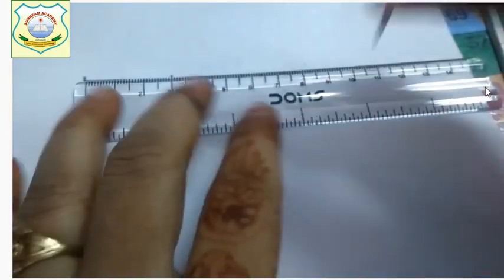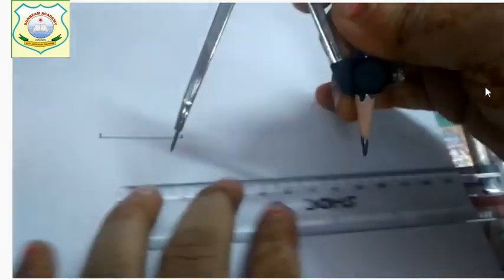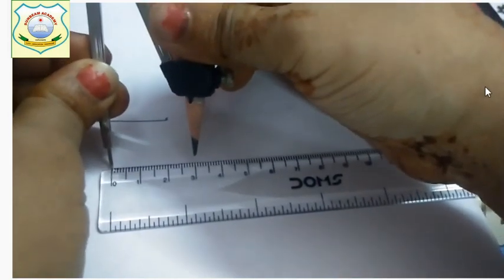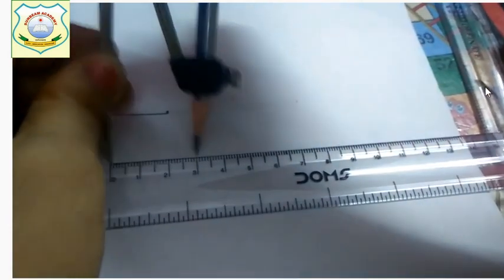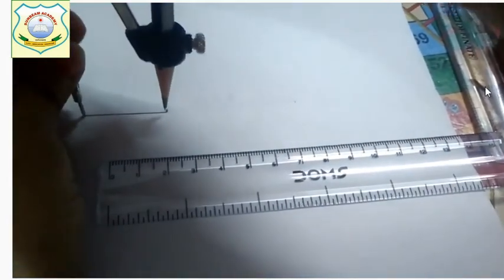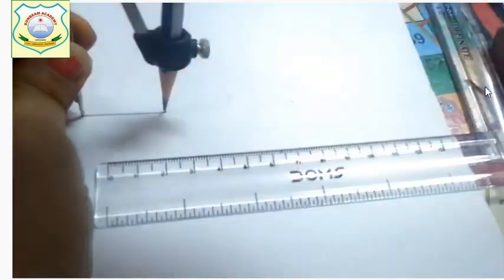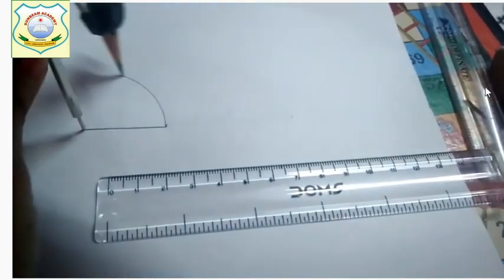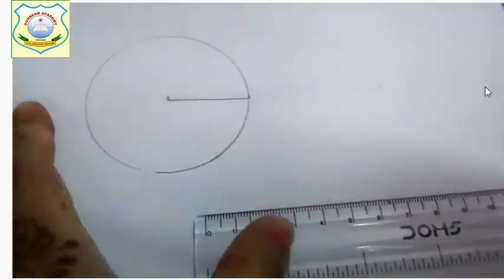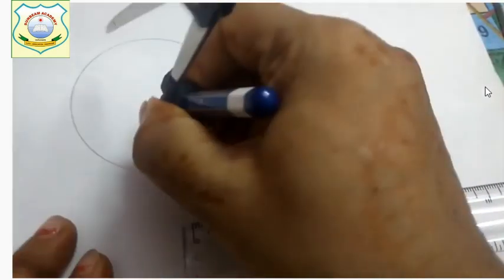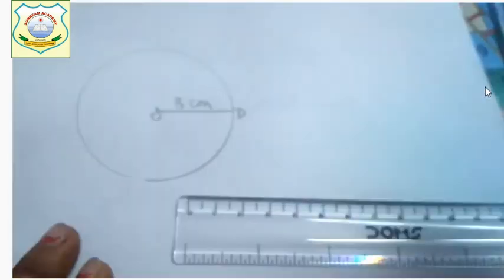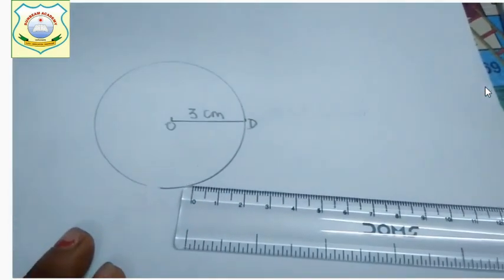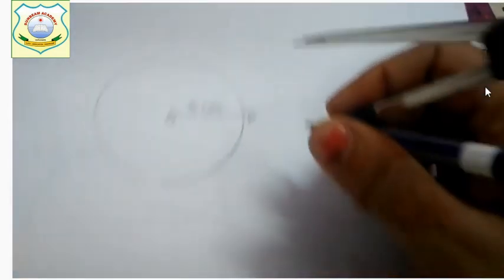Now take the compass and measure 3 centimeter. You can measure it with the help of scale also. Put it. See, it is 3 centimeter. You can measure it with the help of scale or from the mark you have made. Now you go on rotating it and you will see that a circle of 3 centimeter is drawn. Okay. Now name it as OD. OD, 3 centimeter. This is how you will draw a circle. Now I will show you the next question.